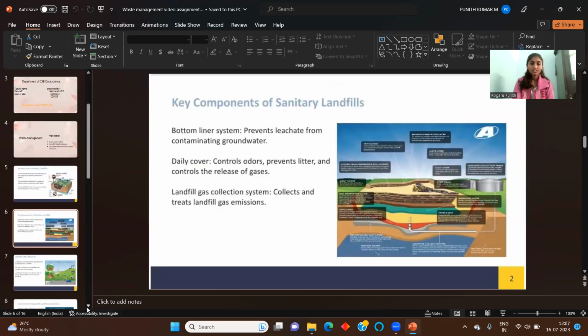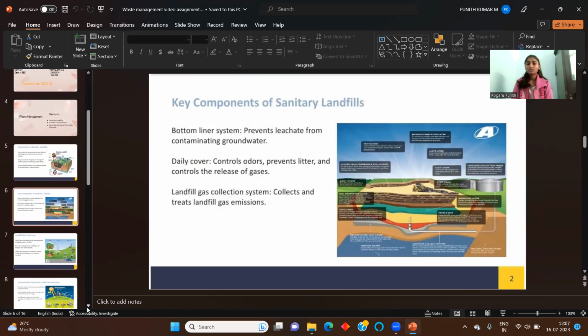The next is key components of sanitary landfill. There are majorly three components: bottom liner system, daily cover, and a landfill gas collection system. The bottom liner system is used to prevent leachate from contaminating groundwater. The daily cover controls odors, prevents litter, and controls the release of gases. And a landfill gas collection system collects and treats the landfill gas emission.